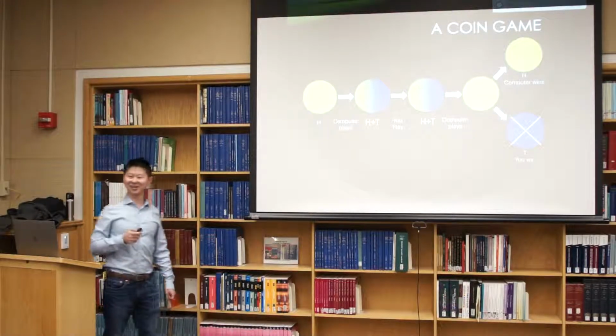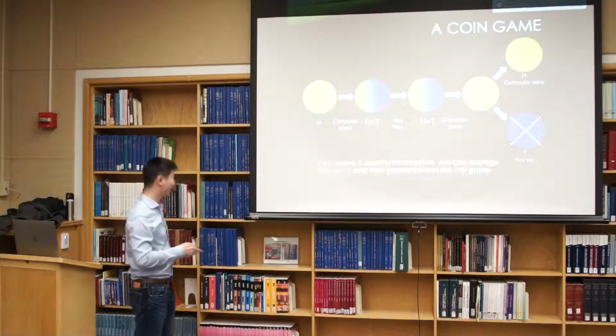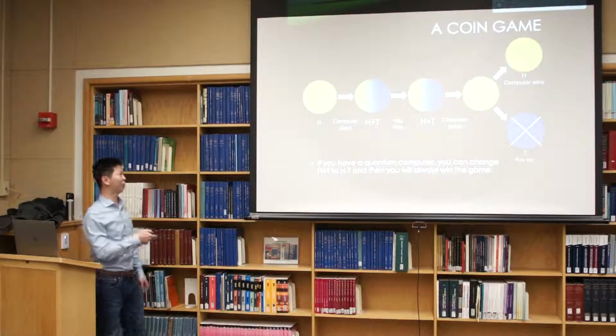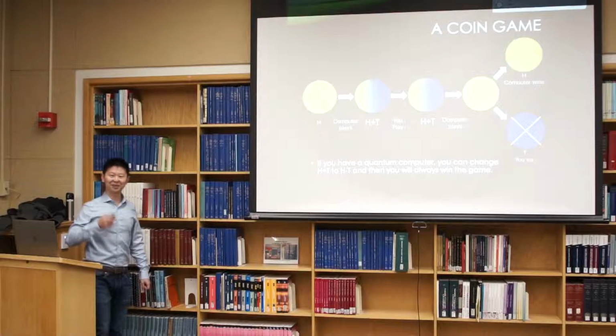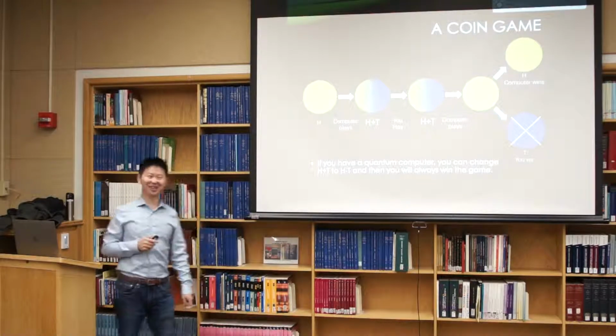Okay, so here is a remedy to this computer cheating problem. If I also have a quantum computer, and the move I play here can also use the power of a quantum computer, then I can make the quantum computer lose 100% of the time. So here's how I do it.